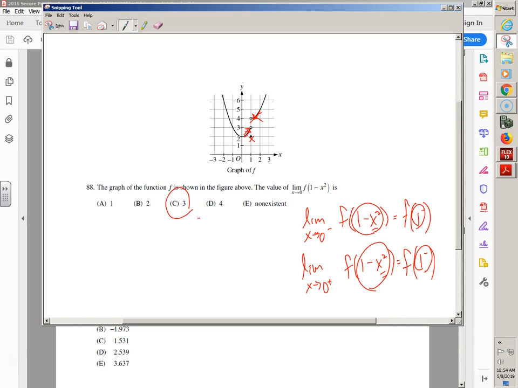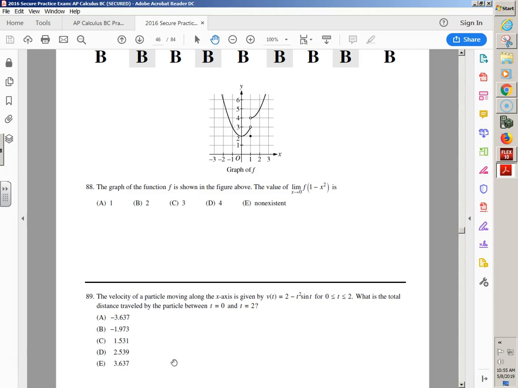Remember, our plugging in and solving is only for nicely behaved functions. Every now and then, I'll do nicely behaved too. Anything else before 92? 91. Anything before 91? 90.